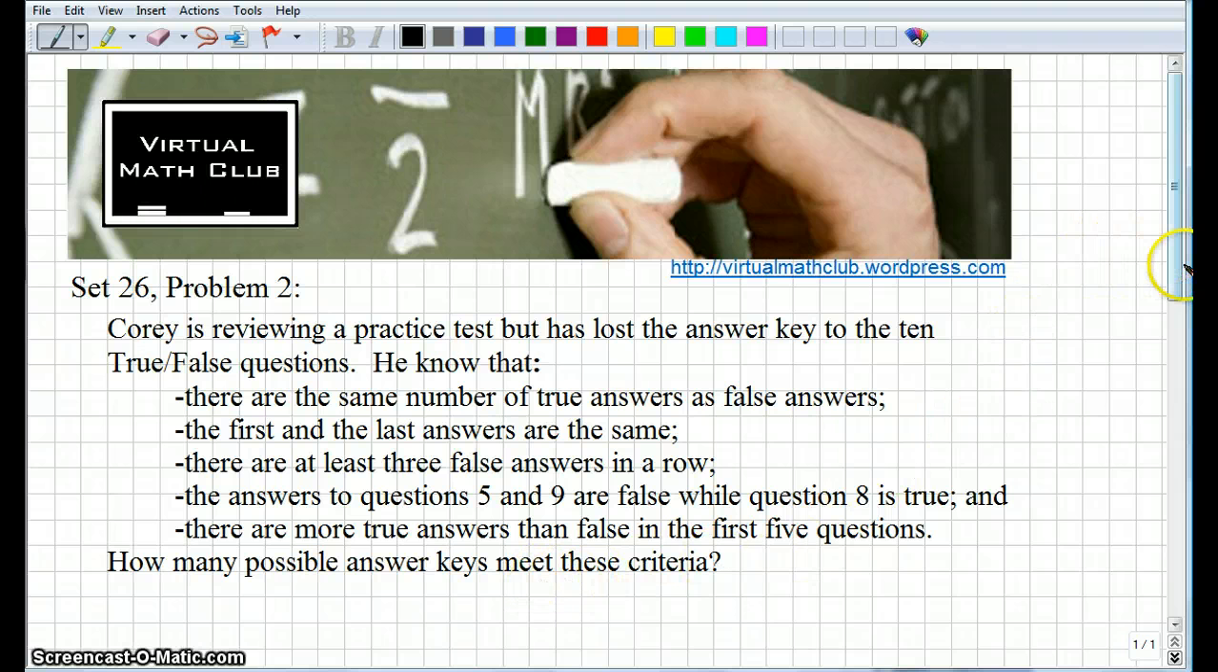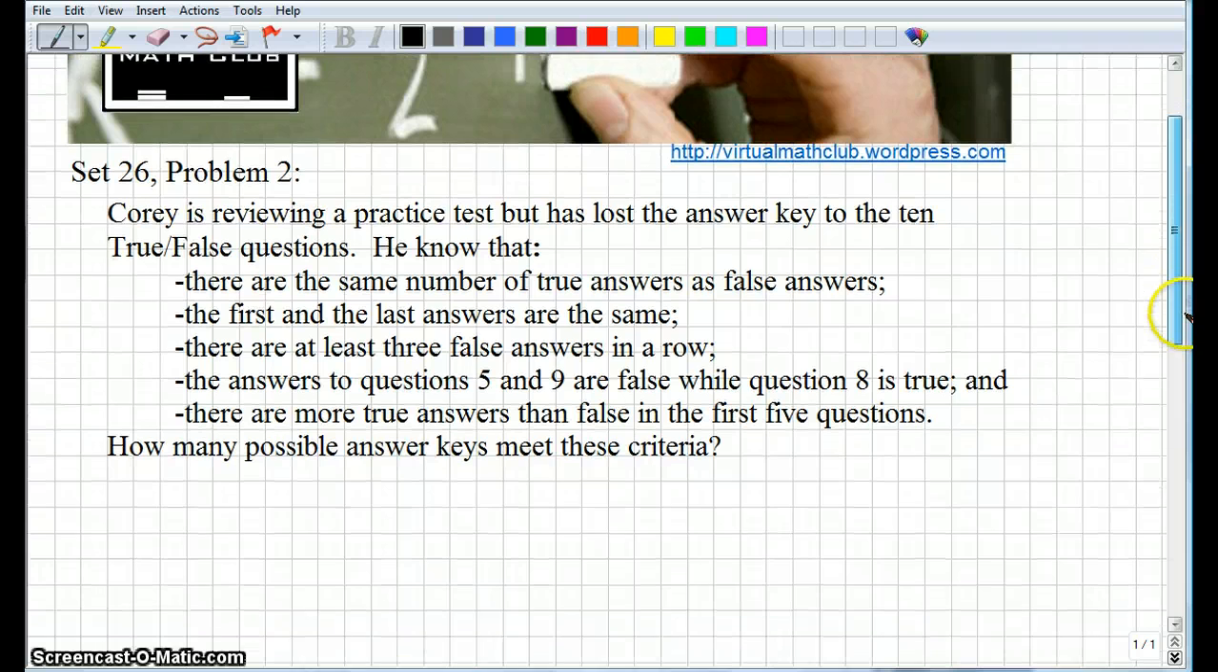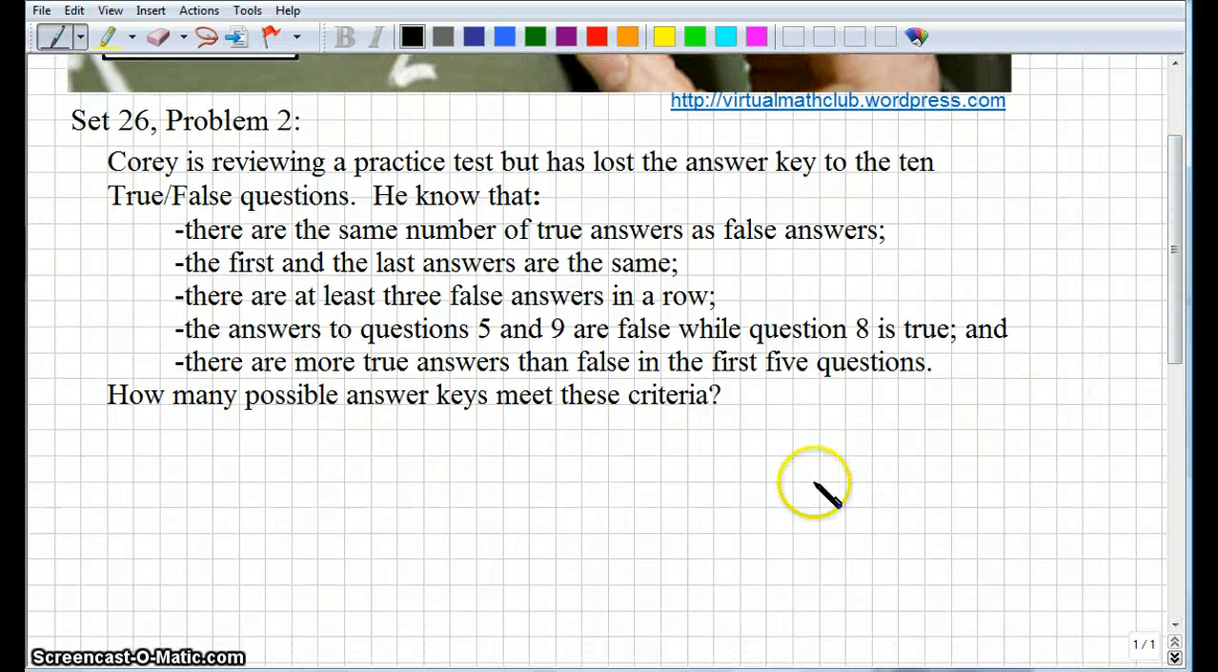Alright, wow, there's a lot of information to process, and so it's really just a matter of working systematically. I'm going to start by just drawing some blanks here. We know we have 10 questions, so I'm going to draw 10 blanks. So we have 1, 2, 3, 4, 5, 6, 7, 8, 9, 10. And then I'm going to start filling in what we know.